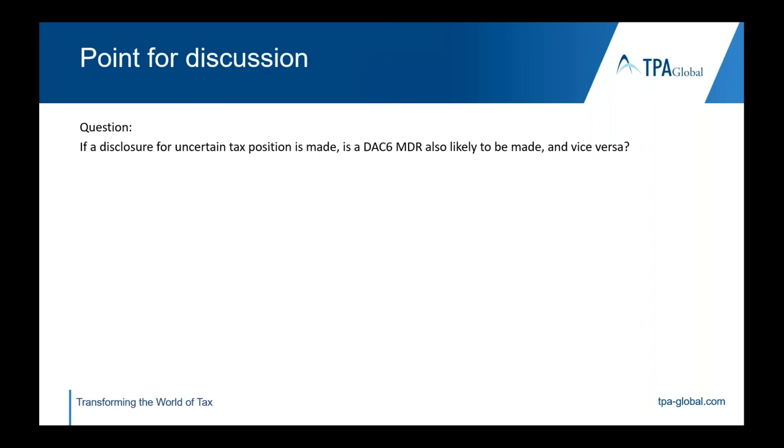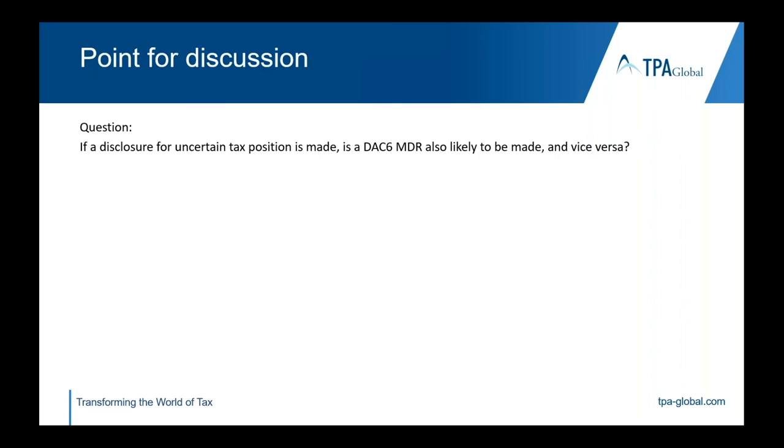So a question for you to think about is, if a disclosure for an uncertain tax position is made, is the DAC-6 mandatory disclosure requirement also likely to be made, and vice versa? You could say that it could be made, but as we have discussed, they are two different disclosures, and each case has to be assessed on its own merits. Both disclosures have the common goal of transparency, and they do involve disclosing, say, aggressive tax arrangements, but they are two different disclosure requirements.